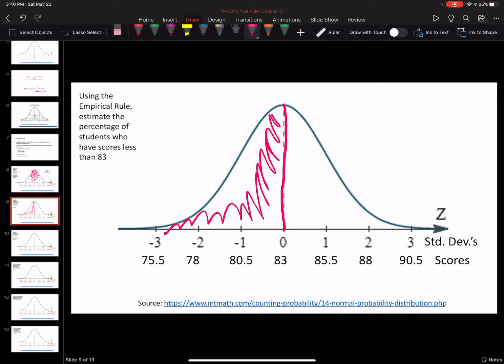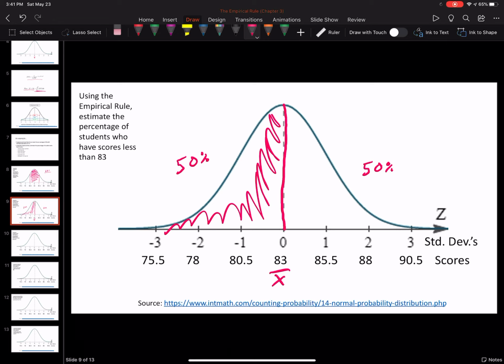Okay, well, this is not a particular value that's part of the empirical rule, okay, but we got to use some common sense here. 83 is the mean, okay, which is right in the center, right? So it splits this graph in half, and so therefore this has to be 50%. Okay, and that should make perfect sense. And what that also means then is if this was worded, what's the percentage of students who have scores that are more than 83, then it would be 50% as well. Okay, you'd be on the right side this time.